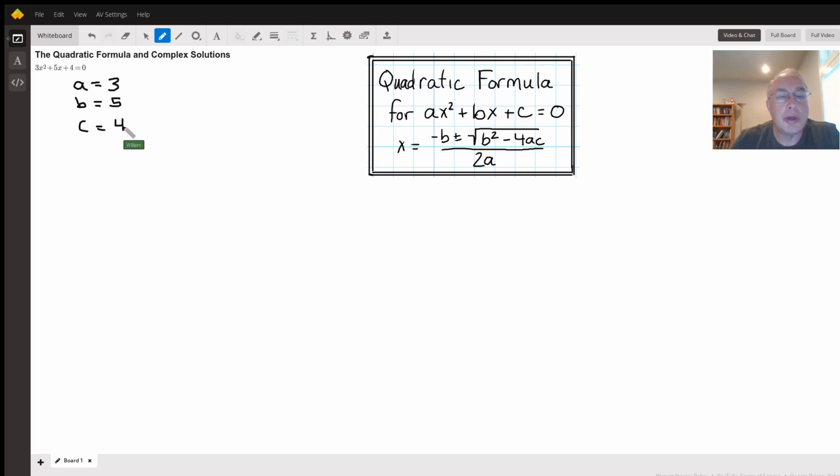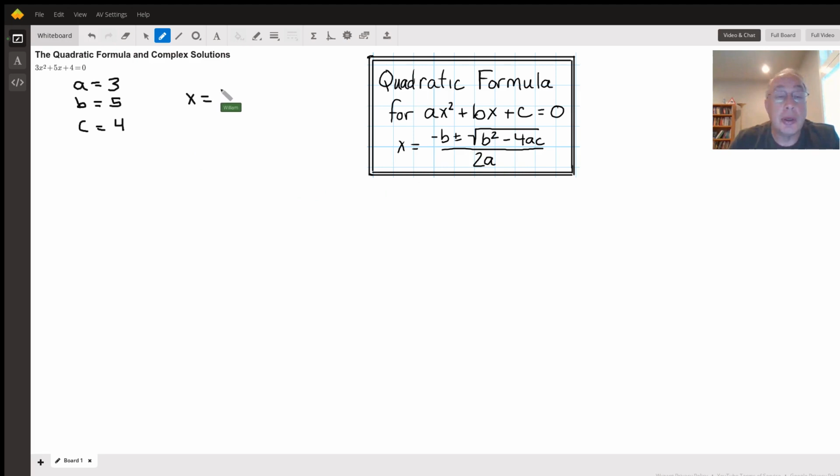And we use this equation, which I've got written over here. In the case where you have ax squared plus bx plus c equals 0, then x can be found by taking negative b plus or minus the square root of b squared minus 4ac, all divided by 2a. So it's just a matter of plugging in those numbers.